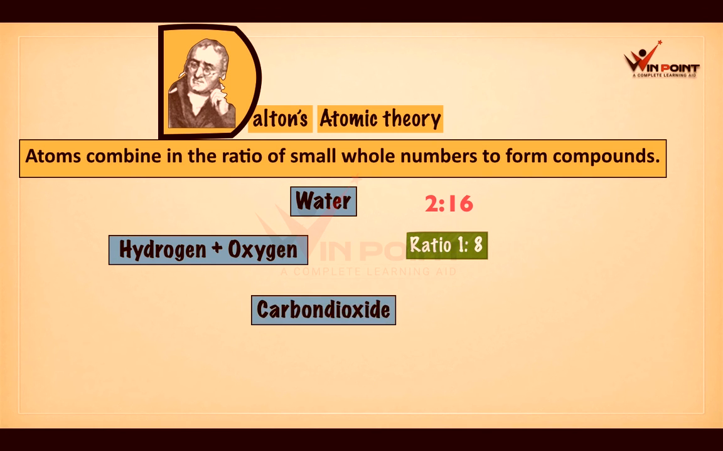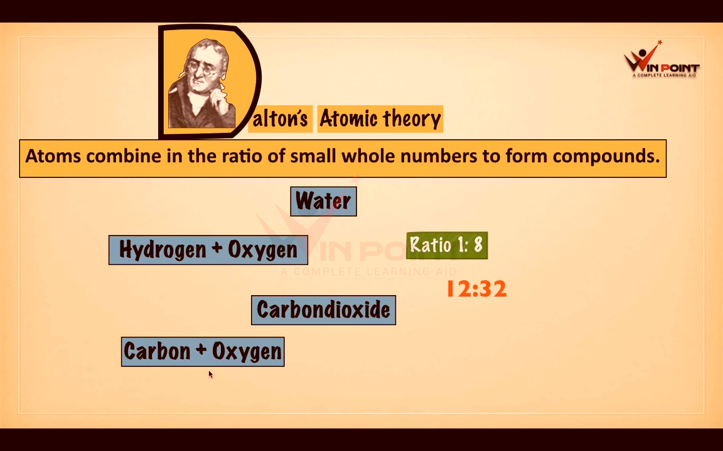And for making carbon dioxide, we need 12 gram of carbon and 32 gram of oxygen. If we simplify the ratio 12:32, we will get 3:8. These ratios are constant. So we can say that atoms combine in the ratio of small whole numbers to form compounds.